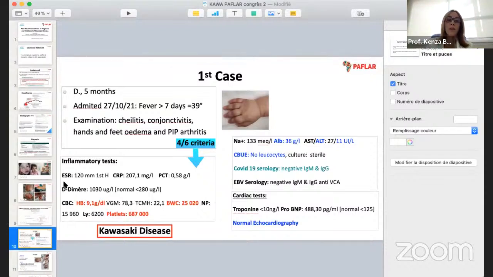Nous avons confirmé le contexte inflammatoire par la réalisation d'une vitesse de sédimentation qui était élevée à 120 mm à la première heure et une CRP qui était augmentée à 207 mg par litre. Nous avions également une anémie à 9,1 g par décilitre, hypochrome microcytaire, une hyperleucocytose franche et une thrombocytose avoisinant les 700 000, ce qui nous a permis de retenir le diagnostic de maladie de Kawasaki sans atteinte coronaire.